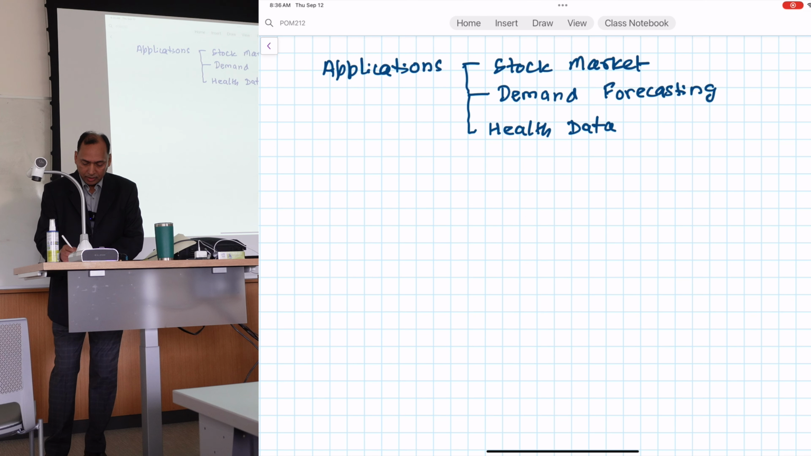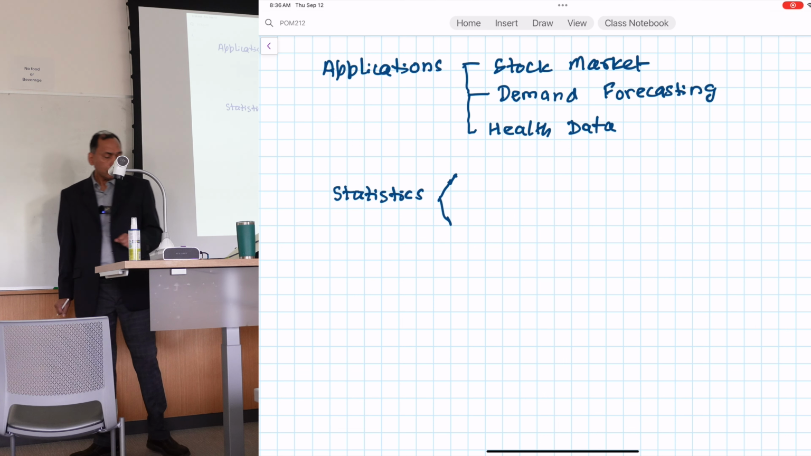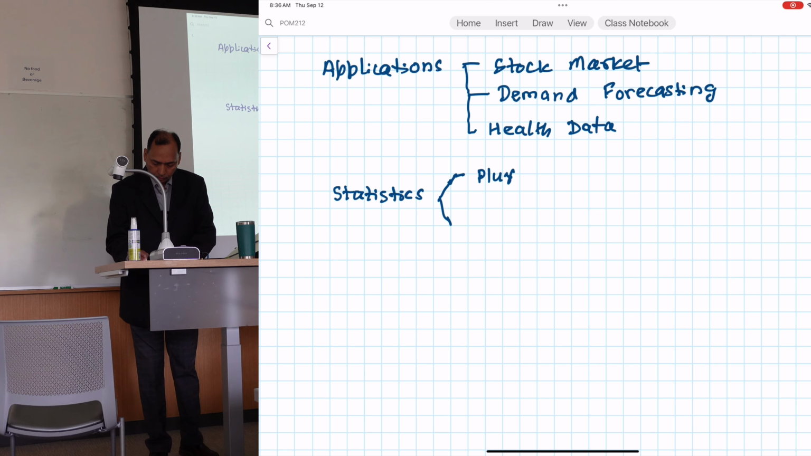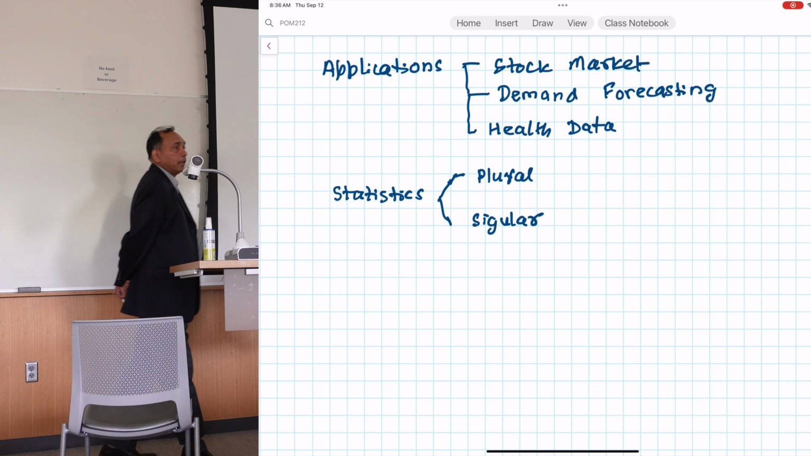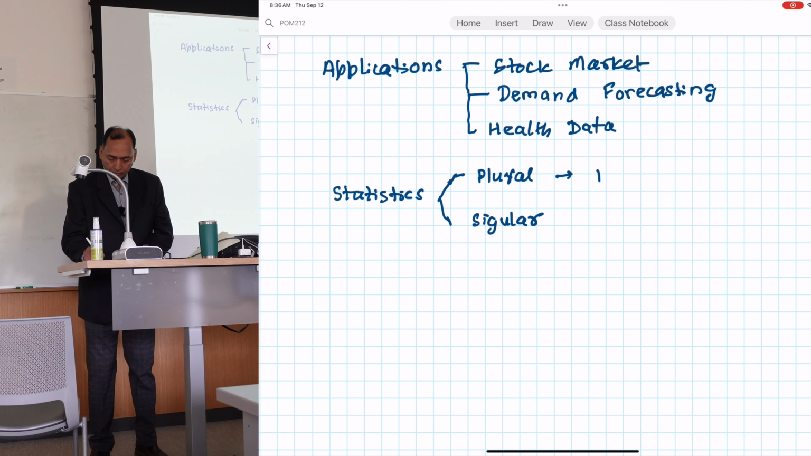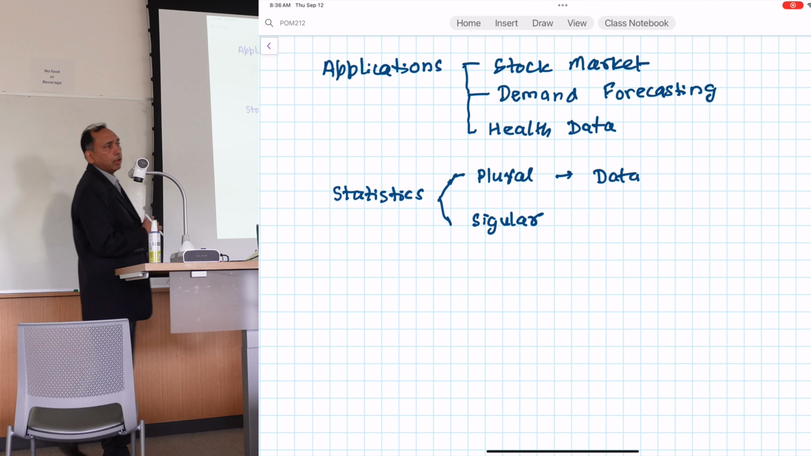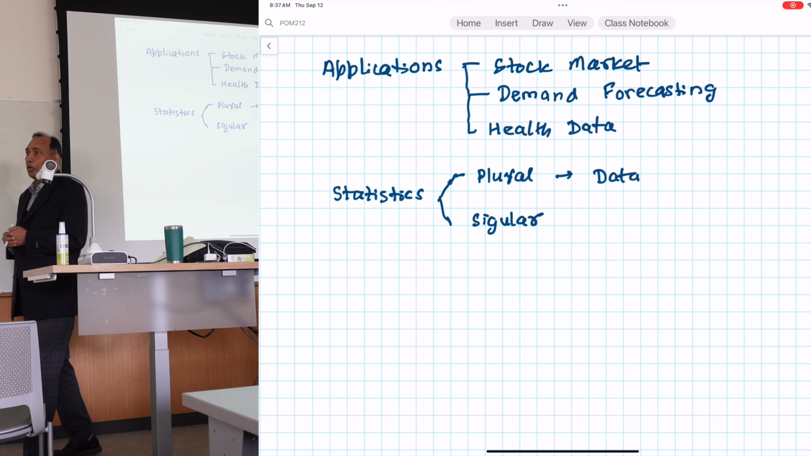This class is about business statistics, but what is statistics? The word statistics has two meanings. Sometimes it is used as a plural, and sometimes it is used as a singular. When it is used as a plural, it simply means data. So data that we see all around us. It could be student data like name, age, class taken in a semester, and so on.